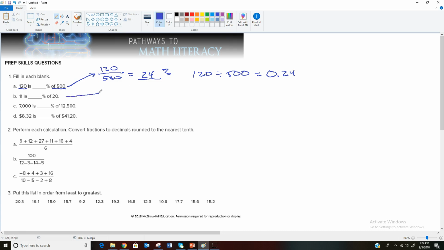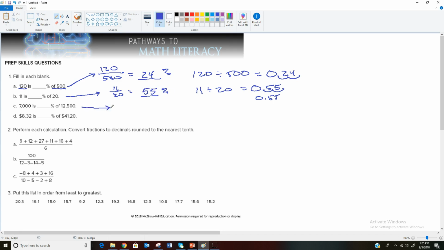So 24%. So in this one we have 11 out of 20. It's worded just the same way as A is. 11 is what percent of 20. In other words, 11 out of 20 is what percent. So 11 divided by 20 would be 0.55. And if I shift the decimal over 2 spots, like I did up here, then I get 55%. Because remember, 0.55 literally means 55 hundredths. 55 hundredths, 55%, 55 per hundred mean exactly the same thing.